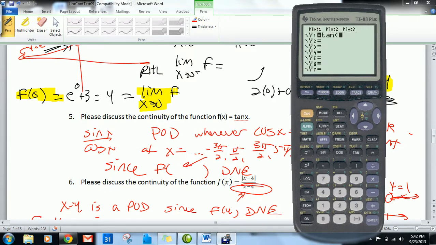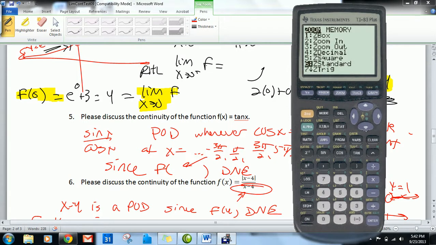Almost done. So tangent x, and I'll make sure I'm in radian mode rather than degree mode. Enter. I'm going to hit zoom trig, which goes from negative 2 pi to positive 2 pi in both axes. So here's the tangent. You can see those vertical asymptotes, those infinite discontinuities. Hopefully you remember that's what the tangent looks like. Here's x equals pi over 2, infinite discontinuity, vertical asymptote. X equals negative pi over 2, another infinite discontinuity, vertical asymptote, etc., etc.